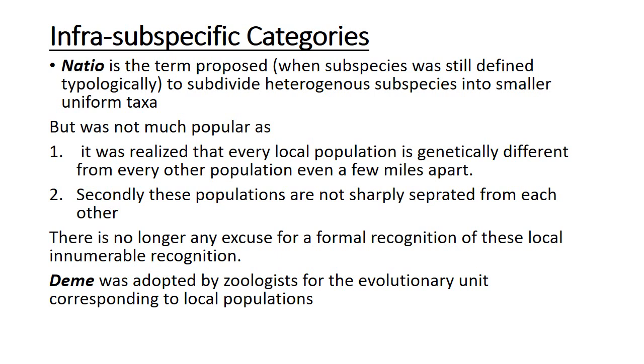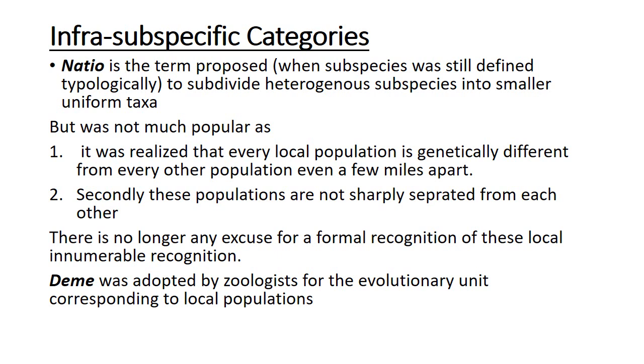Infra-subspecific categories. There are two other terms which have been a part of these subspecific categories. However, these have not been recognized nomenclaturally. Natio is the term proposed when subspecies was being defined typologically. Natio was a term to subdivide heterogeneous subspecies into smaller uniform taxa. The taxa, or the living organisms, which were uniform were being considered in one natio. So the subspecies was being considered as heterogeneous, and they were further being divided into smaller groups. That was called natio, on the basis of the uniformity.